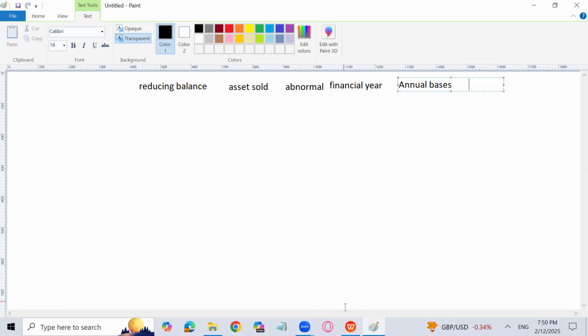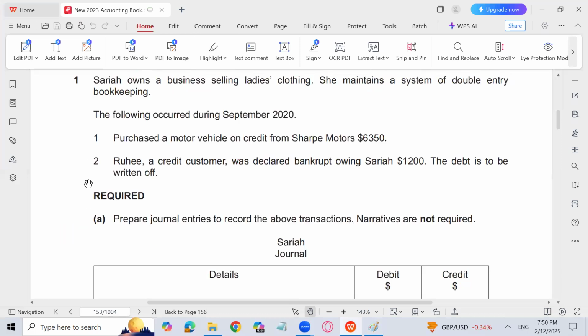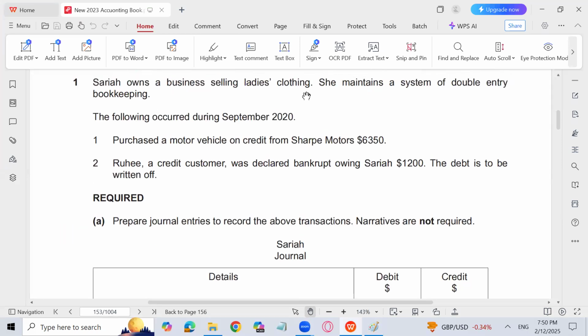So let's start. Saria owns a business selling ladies' clothing. She maintains a system of double entry bookkeeping. The following occurred during September 2020.